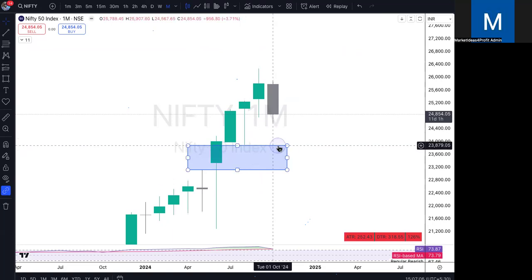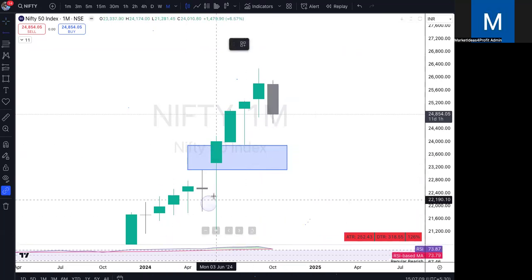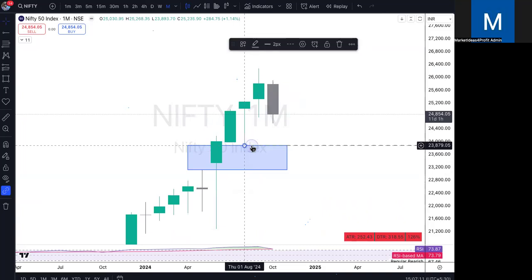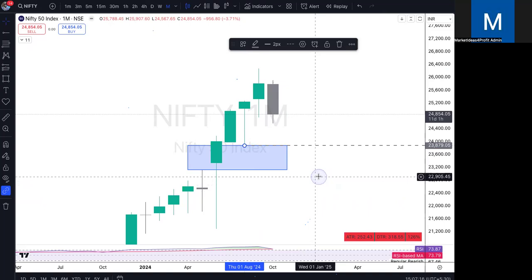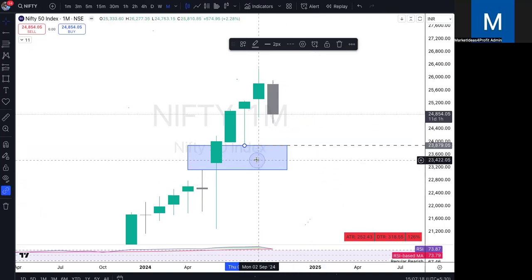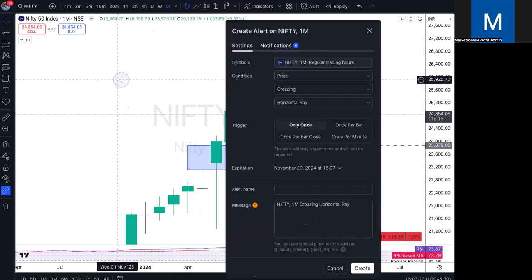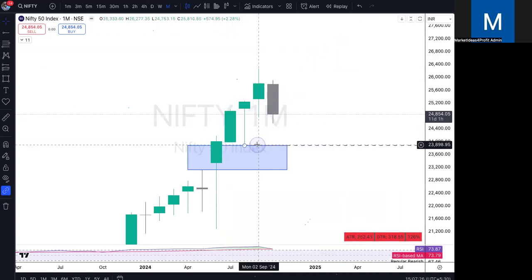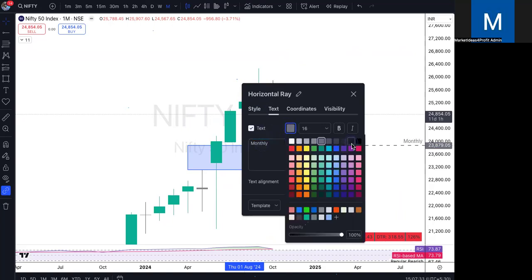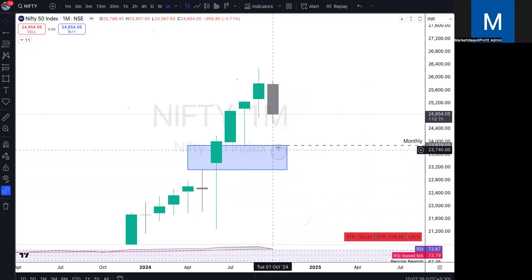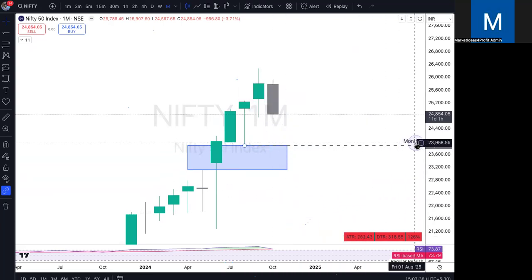I'm going to mark this level as our proximal line on the fair value gap, which is 23,880 odd. This is the monthly fair value gap, so we're going to mark it here as monthly. What you're going to do is go to the settings tab and mark this as monthly. We'll convert the color to black, and you'll get a mark here which says the monthly fair value gap proximal line.